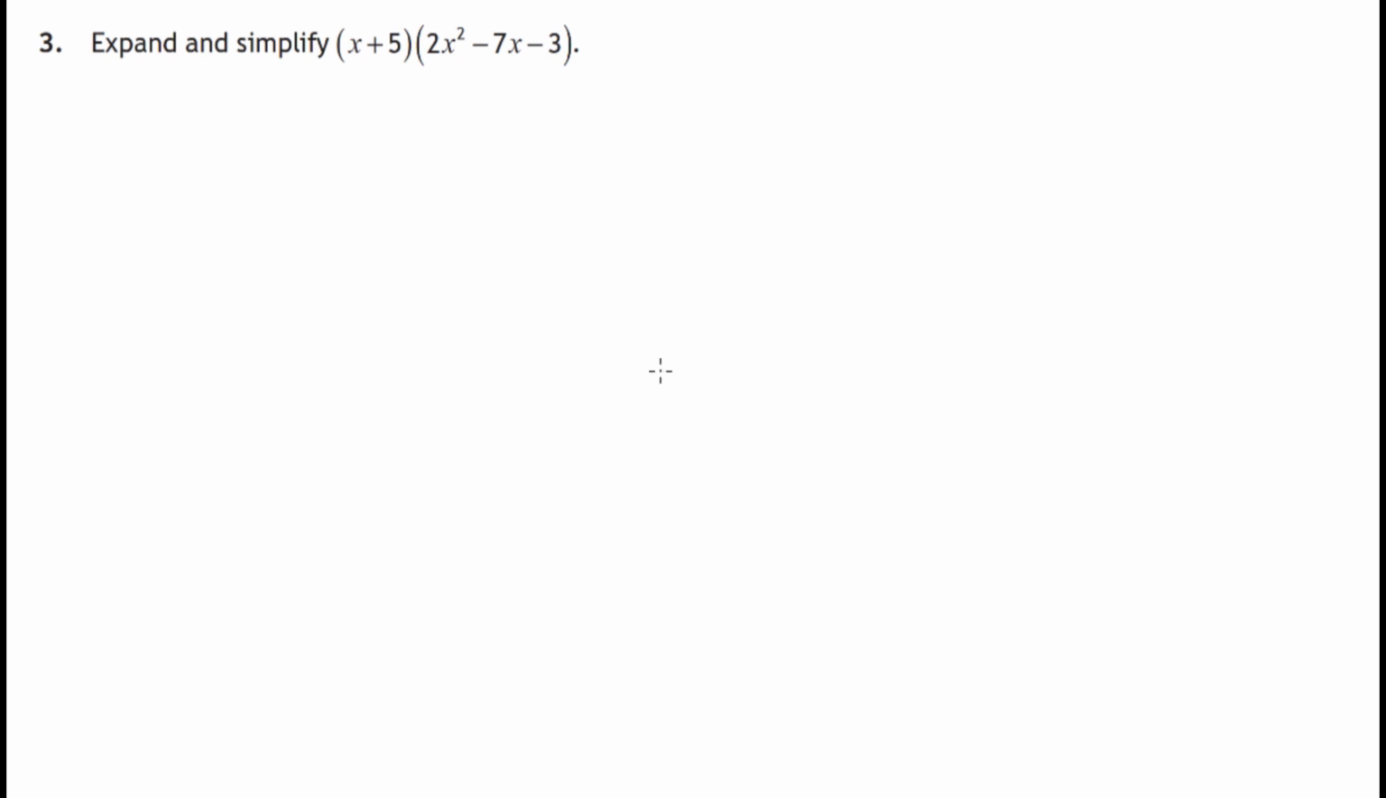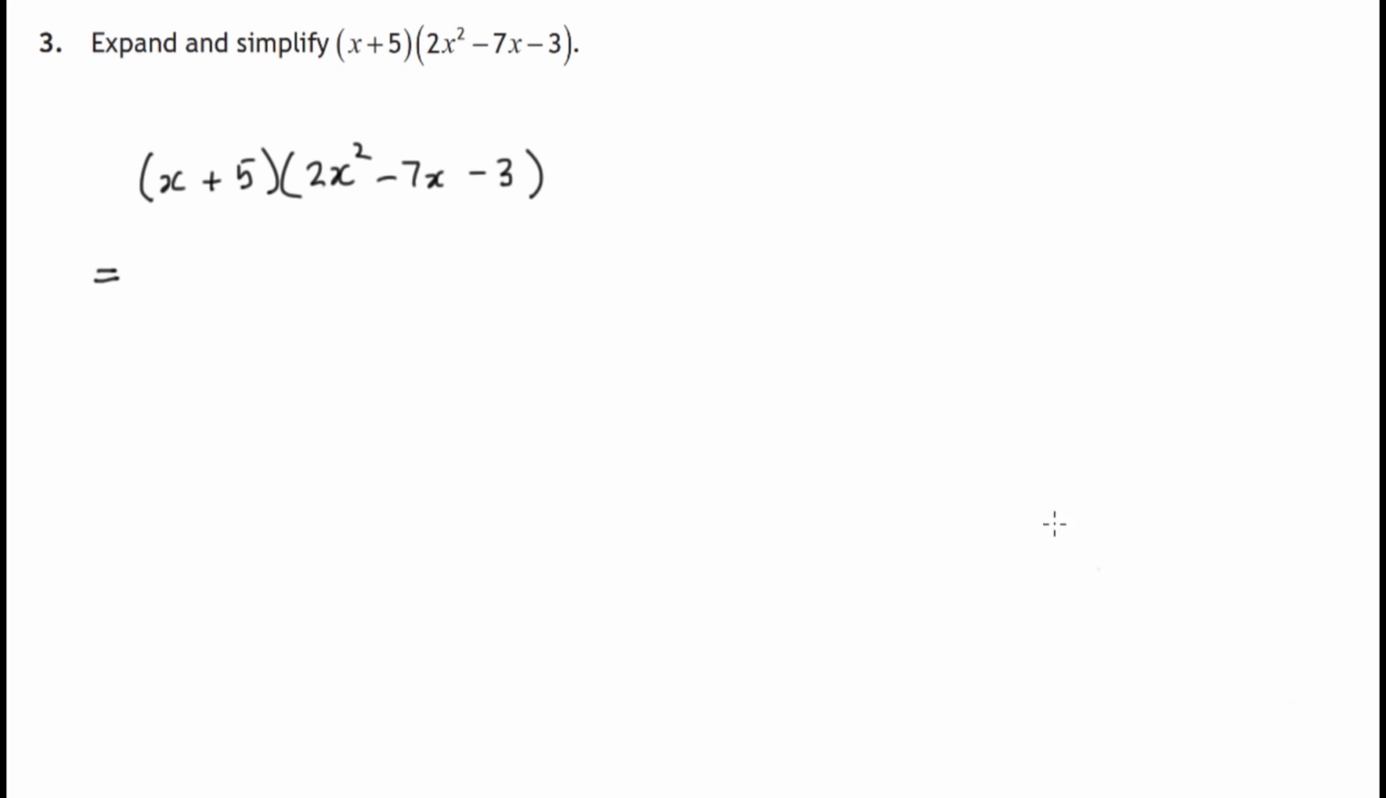In this question, we're asked to expand and simplify this algebraic expression. One of the ways of setting this out is just to make sure that each term in the second bracket is multiplied by each term in the first bracket.